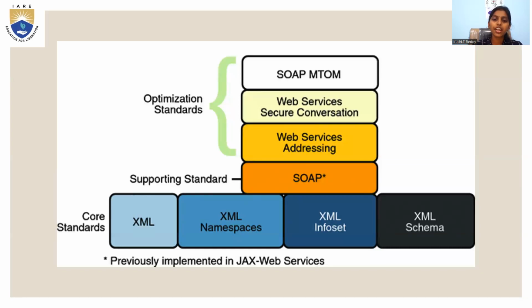So, this is a kind of flowchart or picture which represents how this process takes place. First, you'll have optimization standards, which involve SOAP MTOM, web services secure conversation, web services addressing, and SOAP, that is a supporting standard. Next, you'll have core standards, that is XML, XML namespace, XML infoset, and XML schema. So you have three standards: one is optimization standard, one is supporting standard, and one is core standard. You can view that in the picture as well.